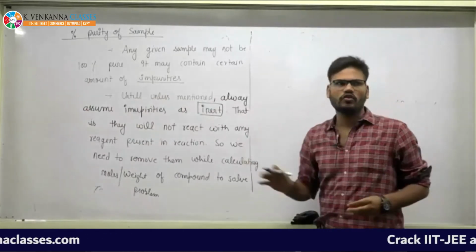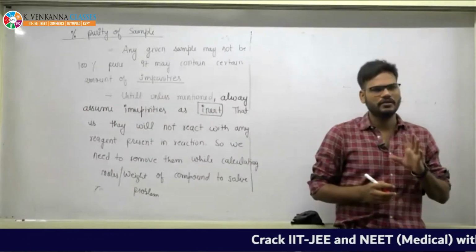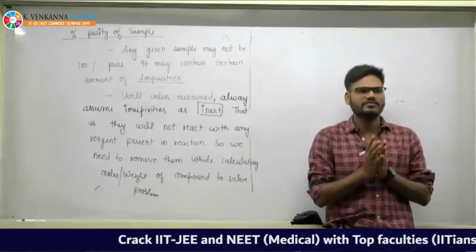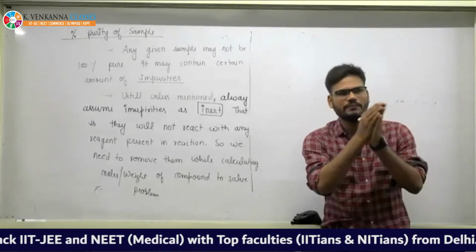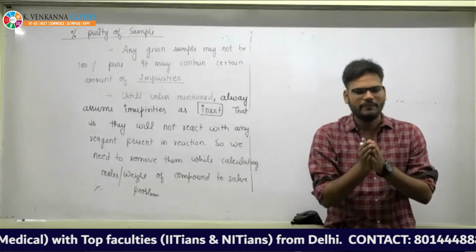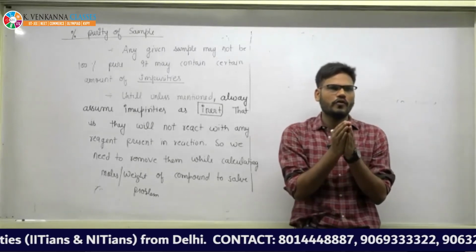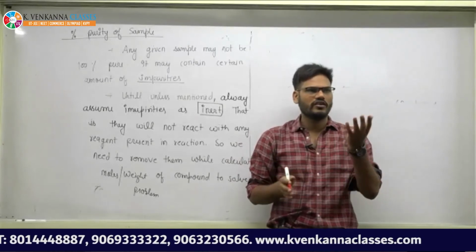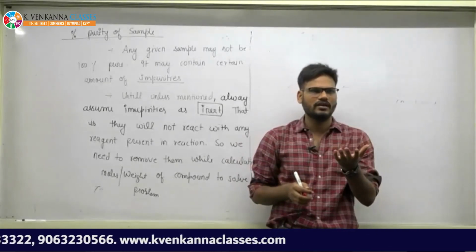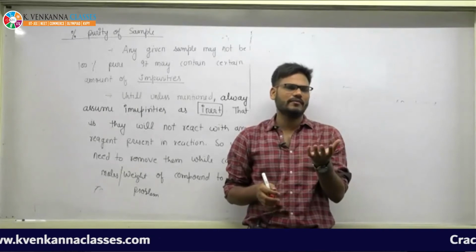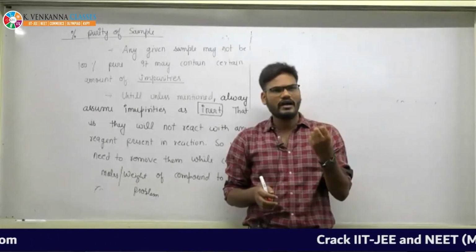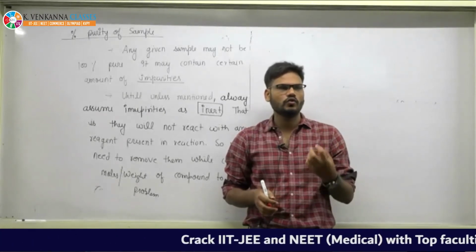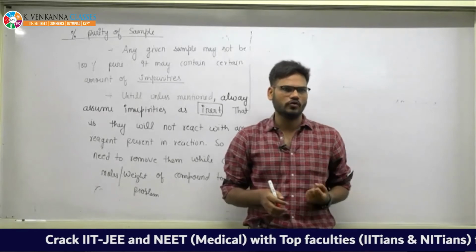See, it's a very simple concept, beta. You just write it down. As I have said, we are now moving towards practical chemistry. So what happens in practical chemistry, if you want to perform a certain reaction, you bought some sample. There might be high chances that it is not 100% pure. It is very difficult to prepare something which is 100% pure.